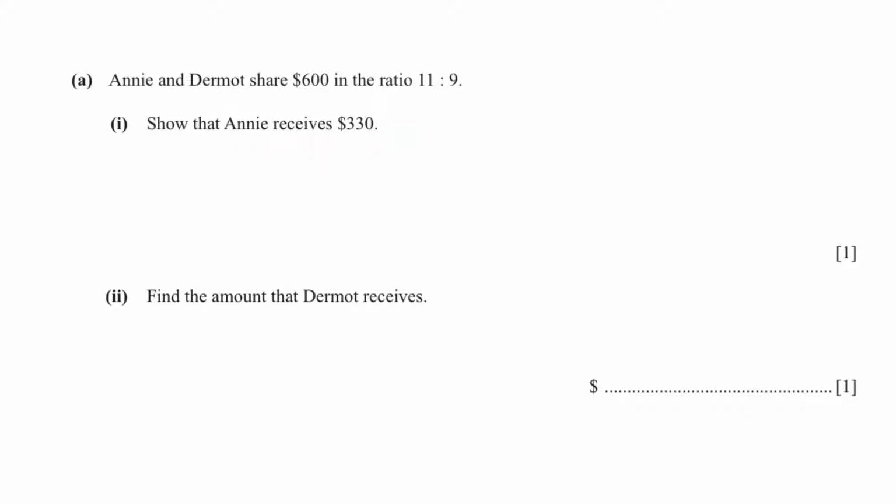In a question like this, first see which is Annie and which is Dermot. So Annie is 11. And then you add the different parts together. 11 plus 9, 20. 11 out of 20 parts is Annie's. Multiply it by 600 and you will get $330.